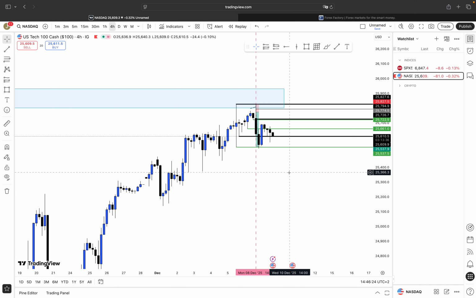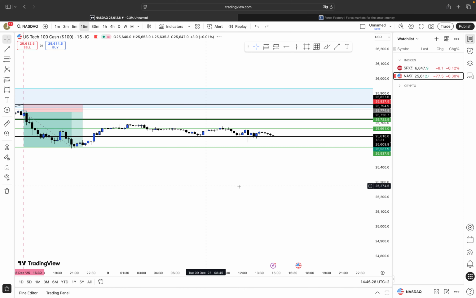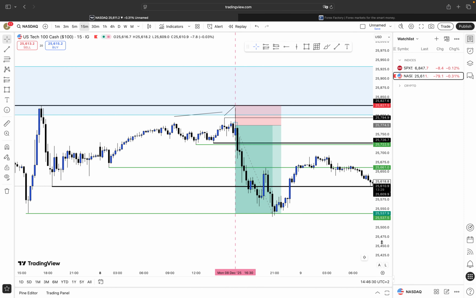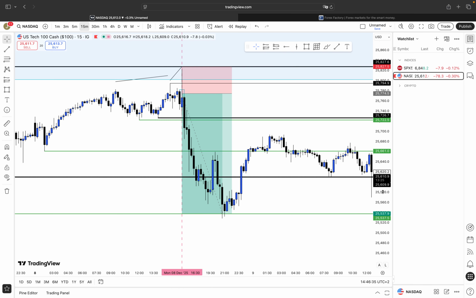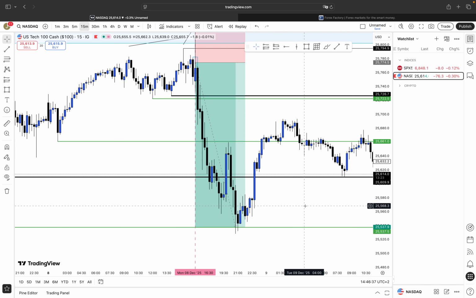Let's just see how price will continue to move today. I'll show you my trade again here. Perfect trade, pretty clean move, gave me back my confidence.